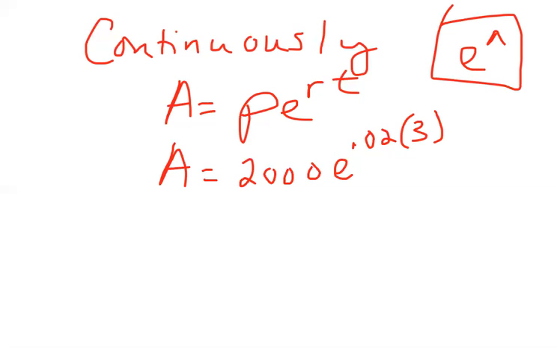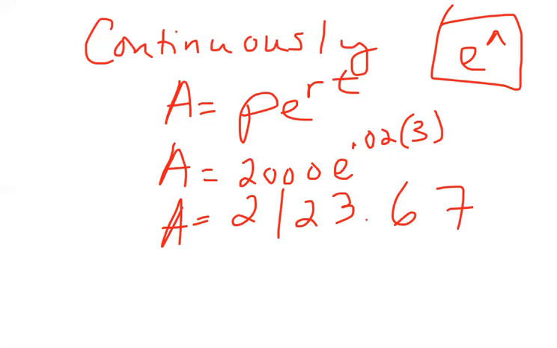And then once you hit the E button, guys, you will notice it comes up with the parentheses automatically, waiting for you to insert the exponent. So 0.02 times 3, and then go ahead and close off the parentheses. So you get A is equal to $2,123.67. I know some of you are saying, well, wait a minute, that's just an extra 10 cents.